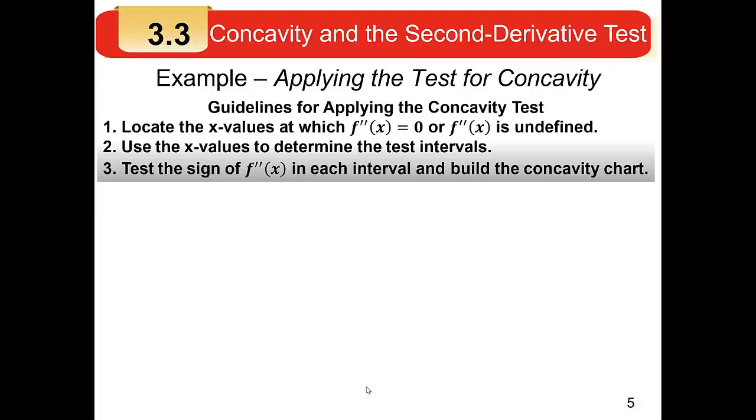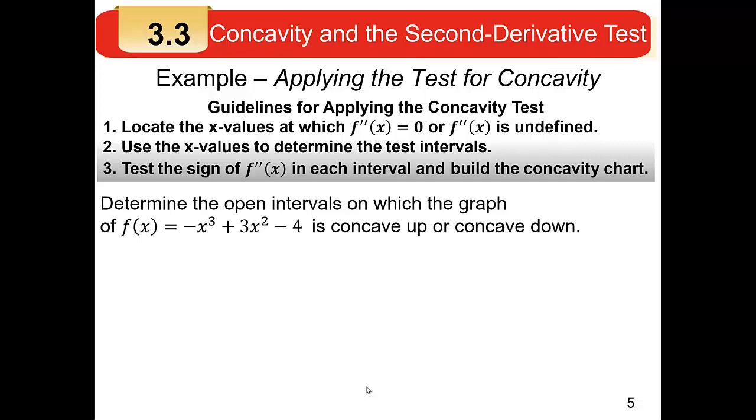Suppose I start off with the guidelines that we just talked about: locating the x values where the second derivative is 0 or undefined, using those x values to find our test intervals, and then testing the signs in those test intervals to build a concavity chart. Those are the things we talked about doing. Let's apply them to a really simple problem. Suppose I ask you to find the open intervals on which the graph of f of x equals minus x cubed plus 3x squared minus 4 is concave up or concave down.